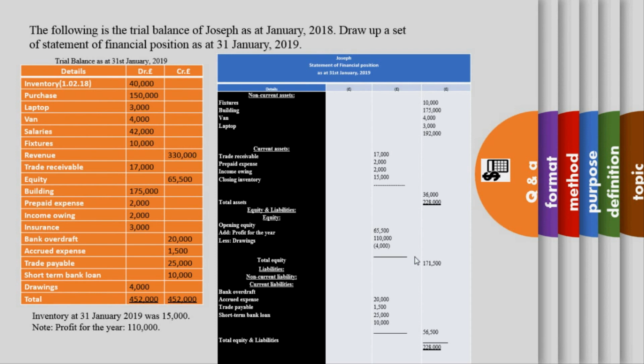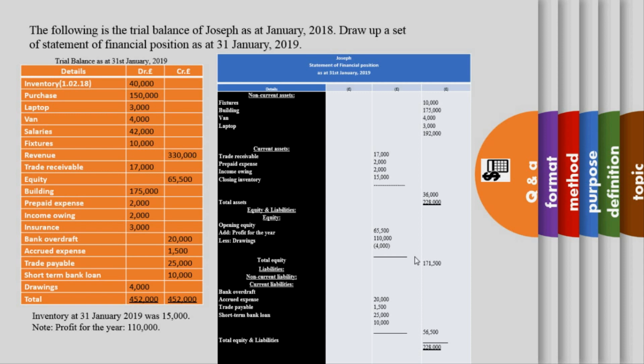Now move on to the liability section. So first of all, it has two categories. We know that non-current liability and current liability. As you can see, there is no non-current liability item given in the question. So we will just keep it empty like that. Move on to the current liability. There are four items given in the question as current liability. Number one is bank overdraft. Second, accrued expense, which is expense owing. Trade payable, short-term bank loan. We need to add them together and put the amount in the last column, 56,500.